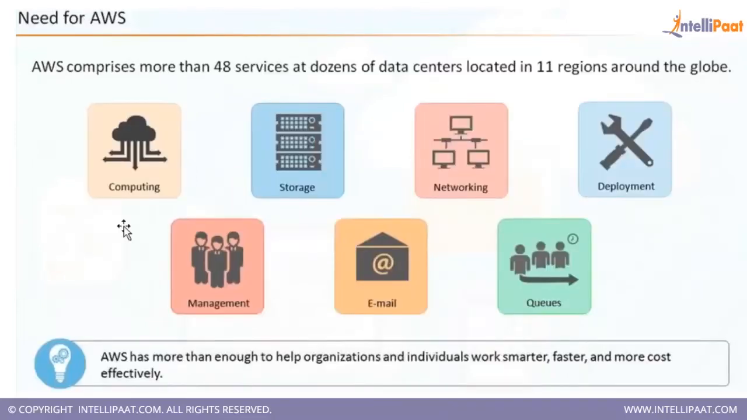Right now, AWS has more than 50 services, which are divided into seven parts like computing, storage, networking, deployment, management, email, and queues. Computing comes with all the things related to the VM. Storage comes with all the things related to storage like S3, EBS, Glacier. Networking comes with all the networking parts like load balancer.